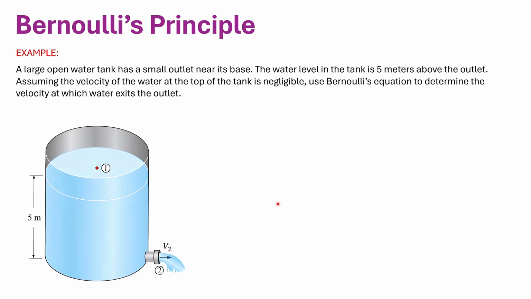Another example. A large open water tank has a small outlet near the base. The water level in the tank is 5 meters above the outlet. Assuming the velocity of the water at the top of the tank is negligible, use Bernoulli's equation to determine the velocity at which water exits the outlet.